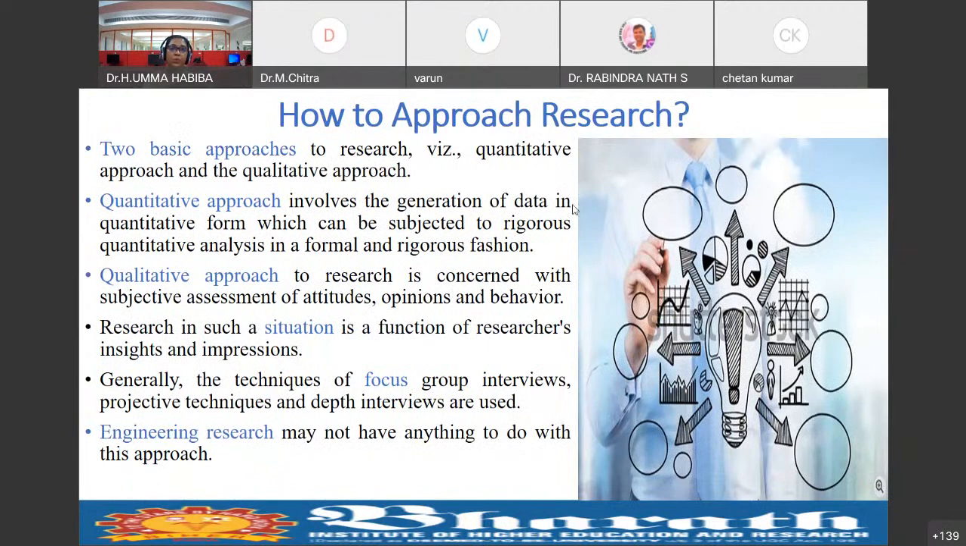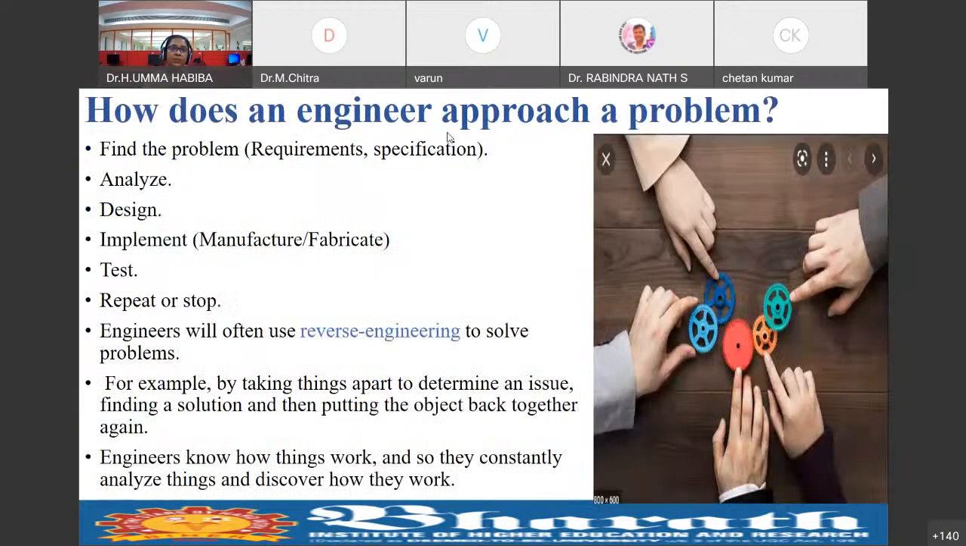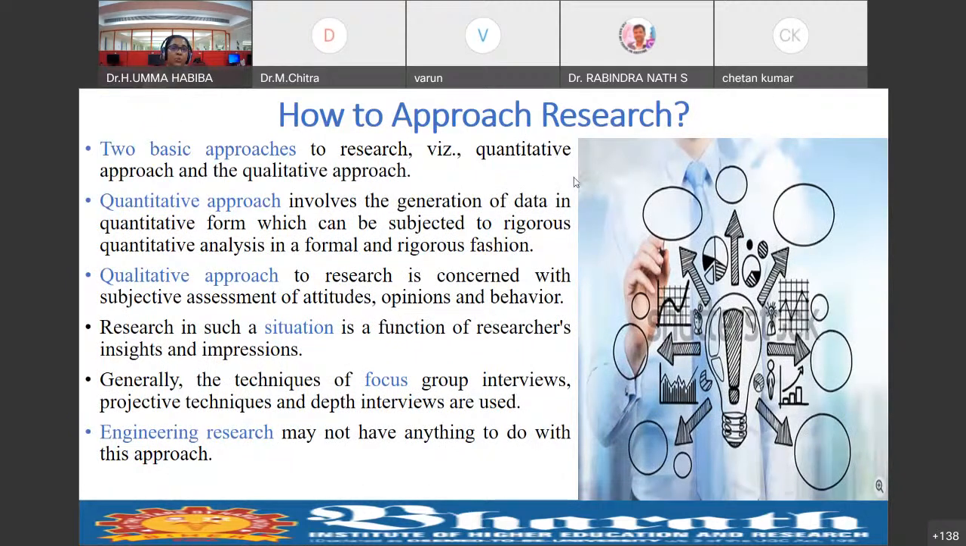And how to approach research? Generally we studied how an engineer approaches a problem, and now how to approach research. By talking, by discussing, by searching for what method we can use for this. Generally or technically, we can give some definitions. There are two basic approaches to research. One is quantitative, another one is qualitative.